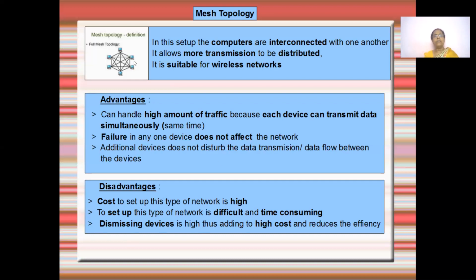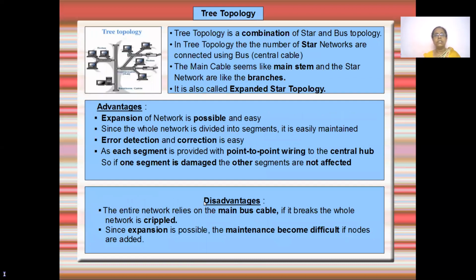And dismissing devices is high cost. If you have to remove one device, the information which has to come from this device to other devices totally damages the flow. It's a very high cost for losing one computer in this type of network, and it reduces the efficiency. Maybe this computer was stronger at sending data, and it may have been the best person sitting on this. So the dismissing of one computer reduces the efficiency, and it's costly, this type of setup. This is mesh topology. The next topology is tree topology.